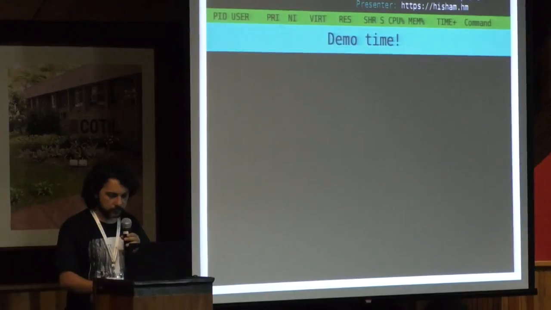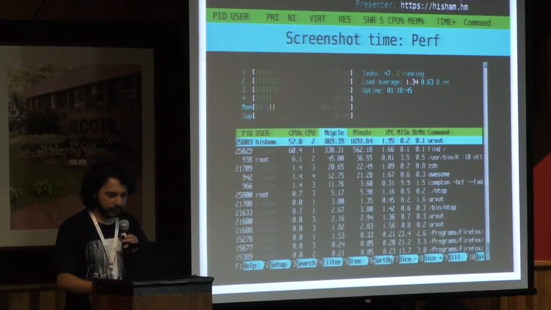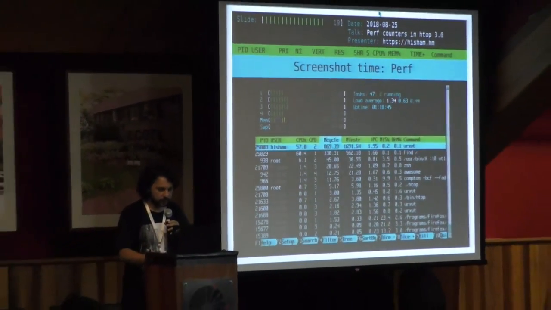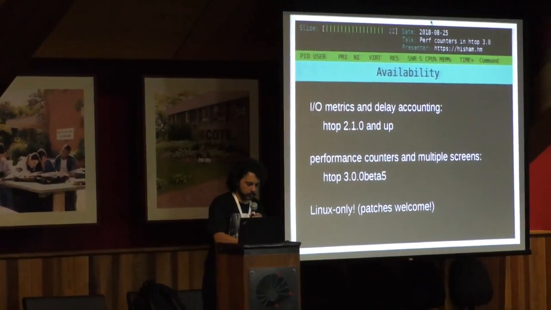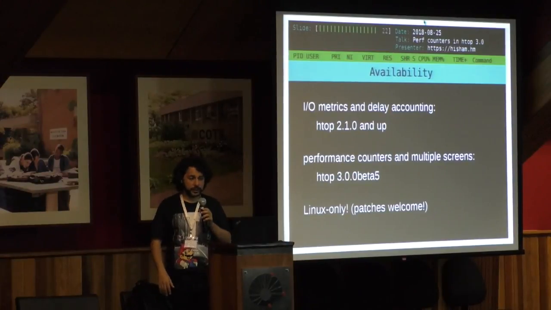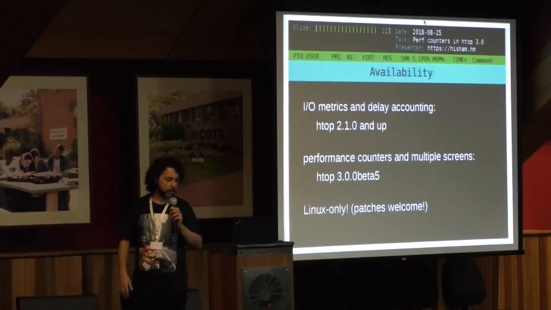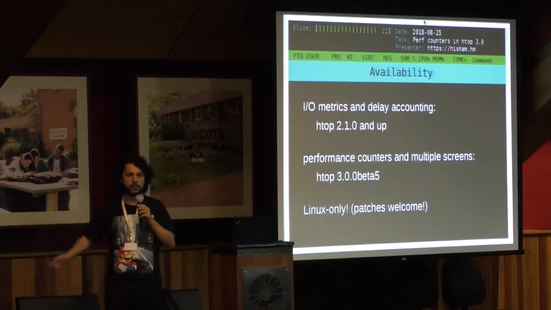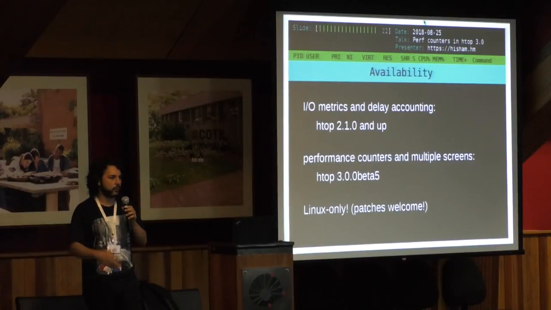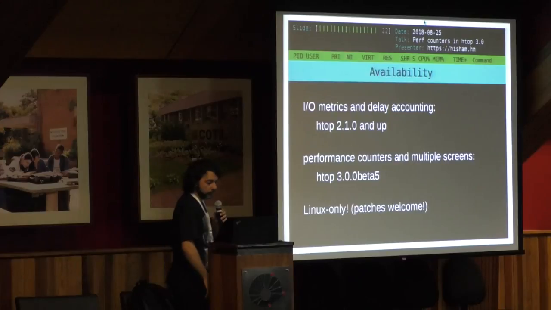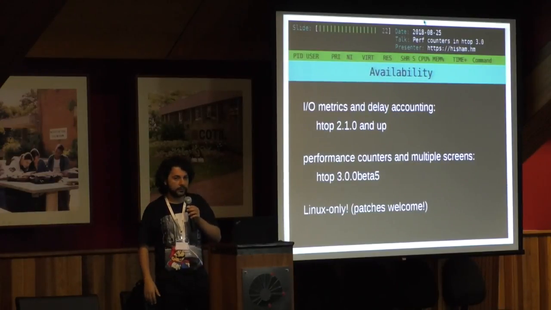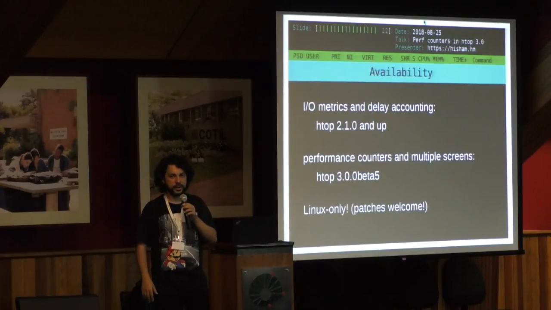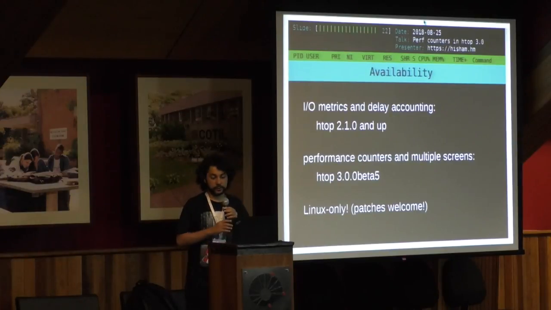These are screenshots in case my demo failed for some catastrophic reason, like this machine wouldn't run. So, coming to a wrap in terms of availability, the IO metrics and delay accounting have been available since htop 2.1, so they're already out there in packages for all of the major distros. For the performance counters and the support for multiple screens, the way you saw today, I've got on GitHub htop 3.0 beta 5, just tagged yesterday.